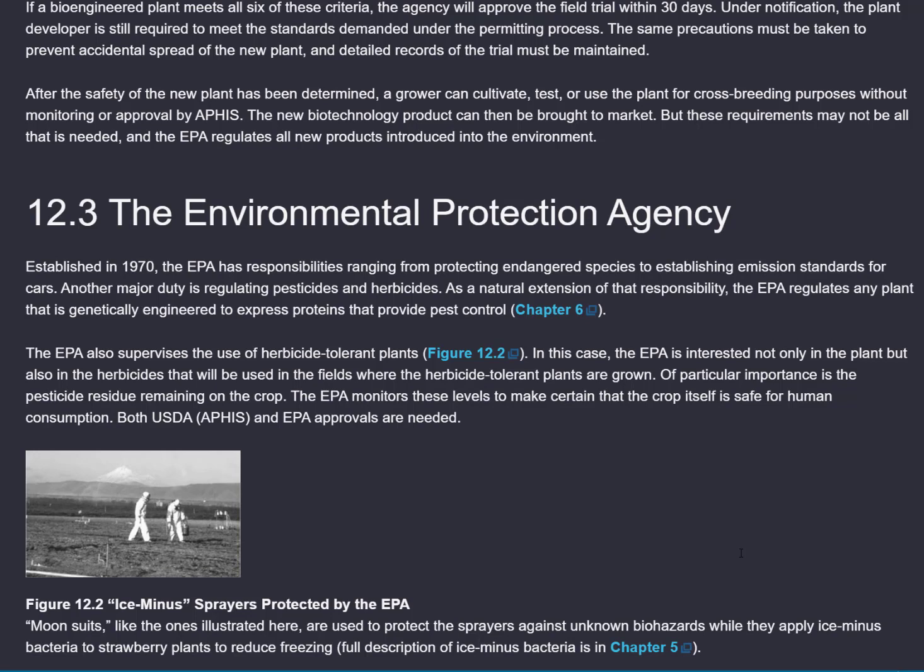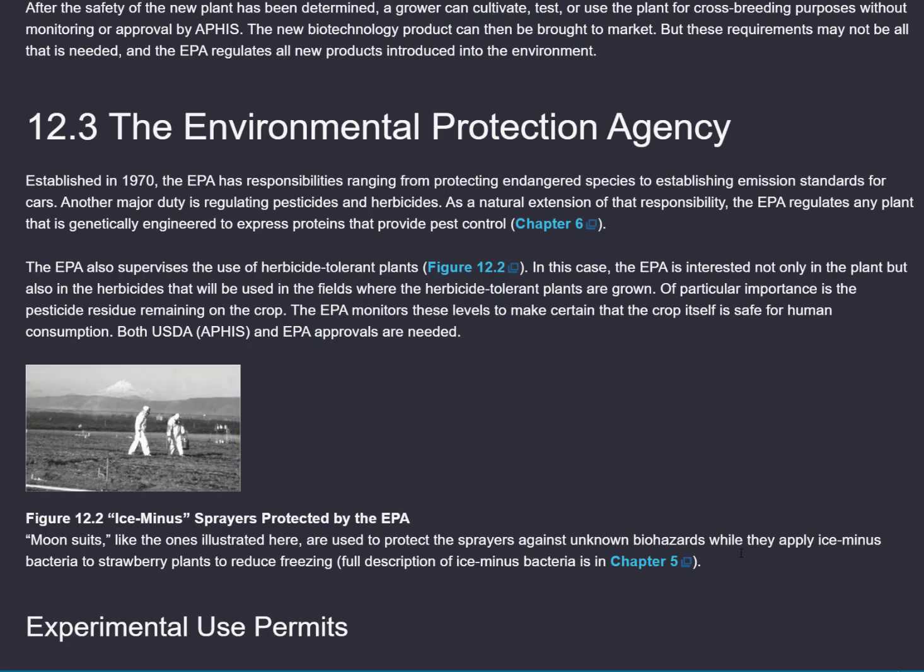The same precautions must be taken to prevent accidental spread of the new plant, and detailed records of the trial must be maintained. After the safety of the new plant has been determined, a grower can cultivate, test, or use the plant for crossbreeding purposes without monitoring or approval by APHIS. The new biotechnology product can then be brought to market. But these requirements may not be all that is needed, and the EPA regulates all new products introduced into the environment.